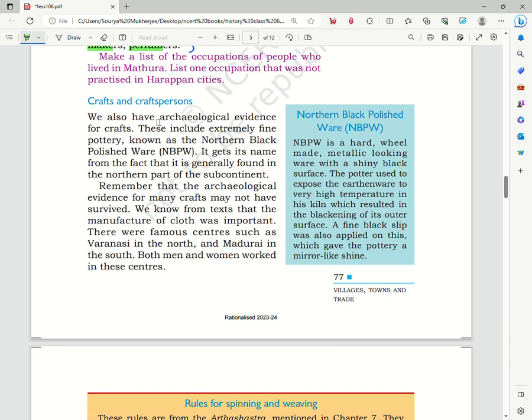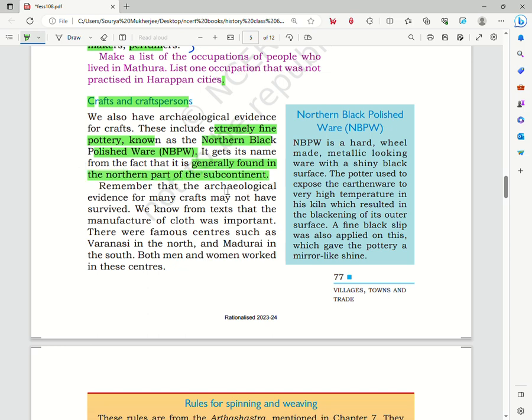We have archaeological evidence for crafts, and these include extremely fine pottery known as the Northern Black Polished Ware, NBPW. This type of pottery is quite important, and it is often asked in different exams. It gets its name from the fact that it is generally found in the northern part of the subcontinent.